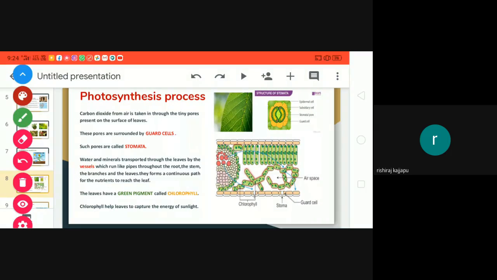Next, carbon dioxide from air. Water and minerals are absorbed from the soil by the roots and transported to the leaves. And carbon dioxide from air is taken in through the tiny pores present on the surface of the leaves, right? Plants absorb carbon dioxide. What are those tiny pores called? Dhanraj, what do we call those tiny pores on the surface of leaves? Dhanraj, are you there?